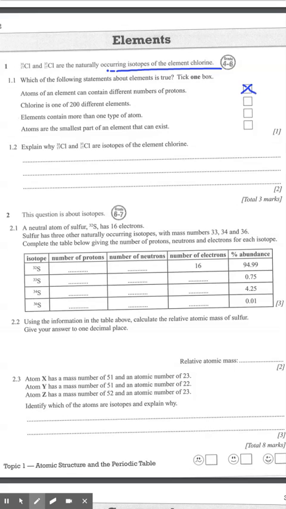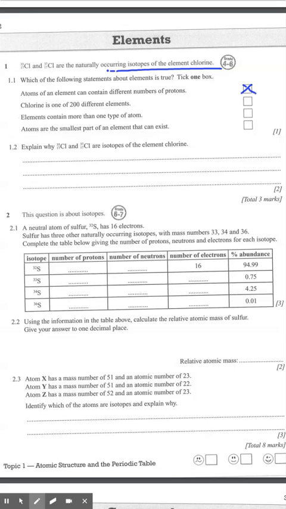And so atoms are the smallest part of an element that can exist is correct. Obviously, we can have subatomic particles, but that's underneath the level of an element. So looking specifically then at question 1.2 about chlorine isotopes, explain why these are isotopes of the element chlorine.